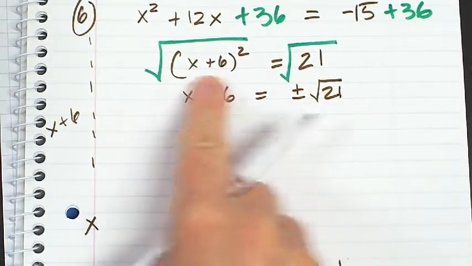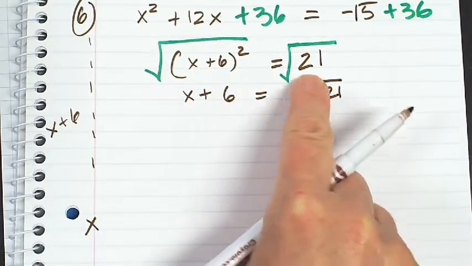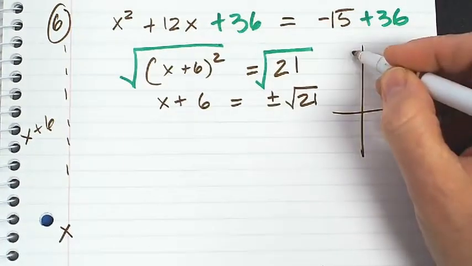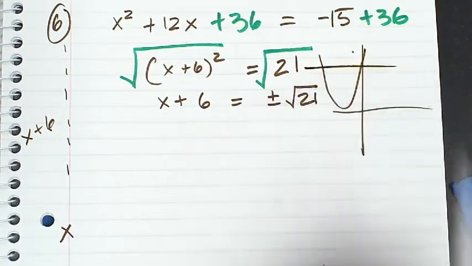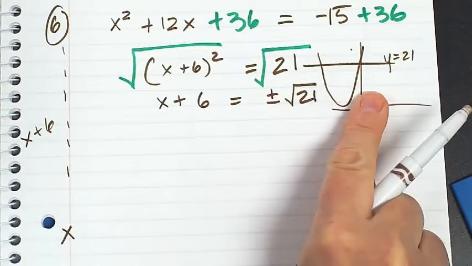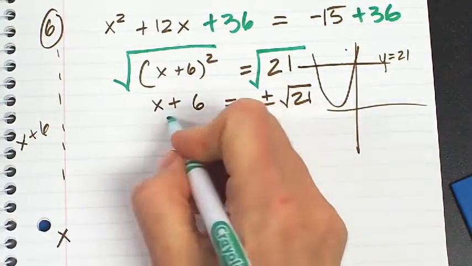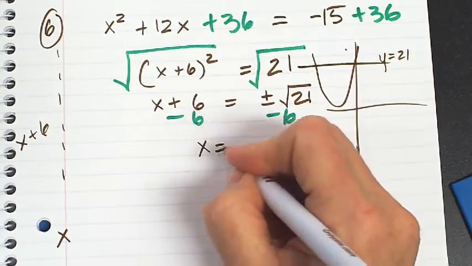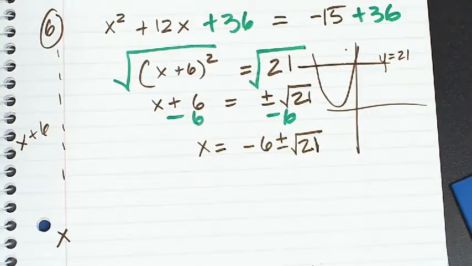Now at this point, when we were doing this in class, we were plugging x plus 6 squared into the calculator and 21 into the calculator, and we were looking at where those two graphs cross. So it was a parabola and a horizontal line going through 21. And you can do that to confirm your answer. You do need to show the work algebraically. If I subtract 6 from each side, that's going to give me negative 6 plus or minus square root of 21.